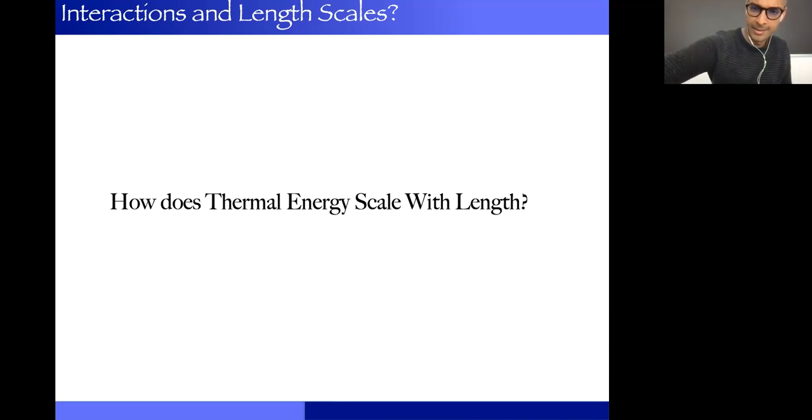But can you clarify a bit? Okay, let me. In order to clarify the question, we have to ask two questions. Firstly, what is thermal energy? And once you write it down, is this something that changes as a function of length? No. Okay, good. So this is a trick question. Thermal energy is constant.